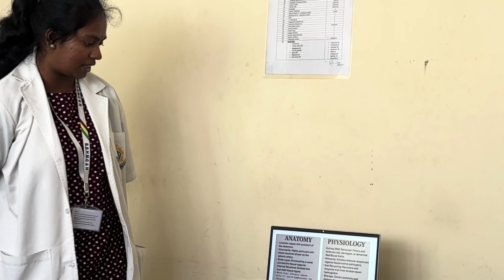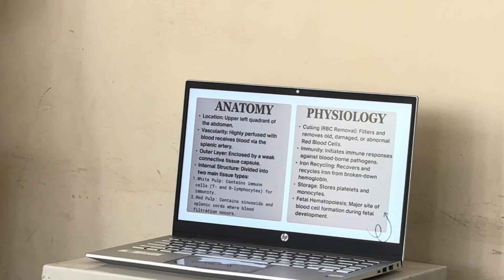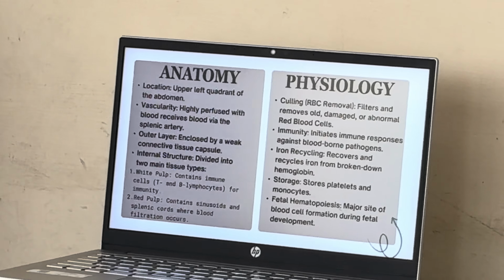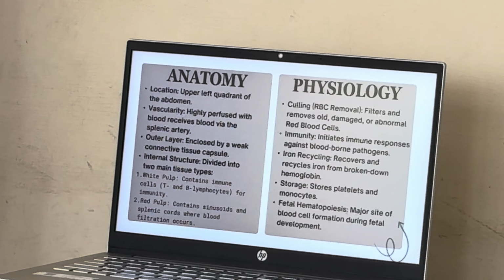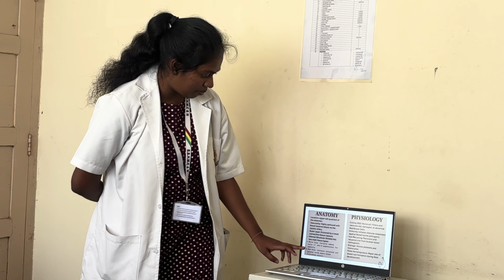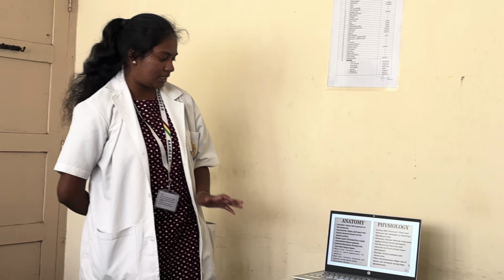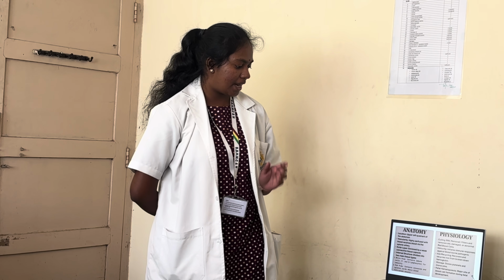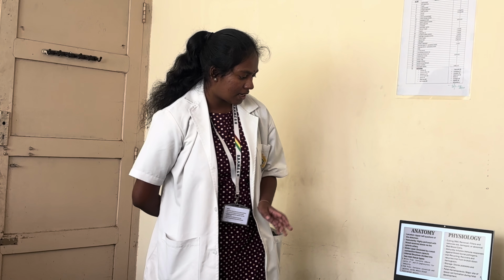It has the splenic artery which supplies the blood. The outer layer is enclosed by a weak connective tissue capsule. It has two main structures, the red pulp and the white pulp. The white pulp contains lymphocytes, the T lymphocytes and B lymphocytes, and the red pulp contains sinusoids and splenic cords where blood is getting filtered.